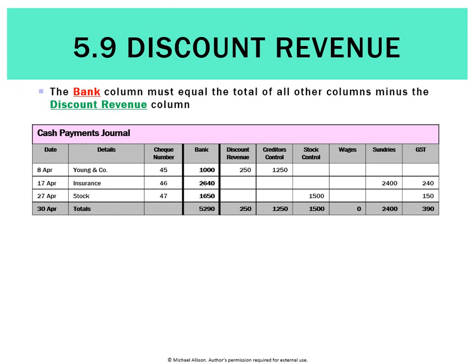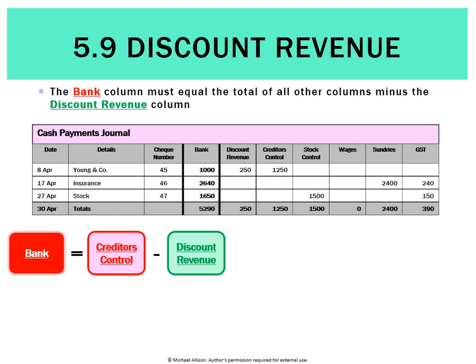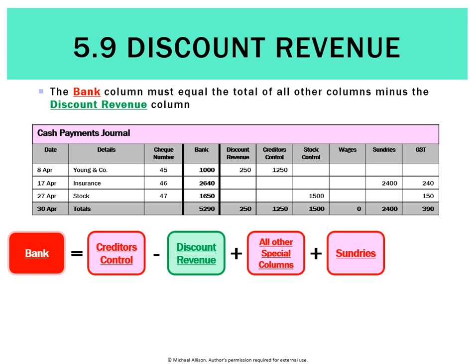The bank column now, we've got a slightly different formula. What we're going to do is do the bank column must equal creditors column less discount revenue plus all the other special columns plus sundries plus GST.